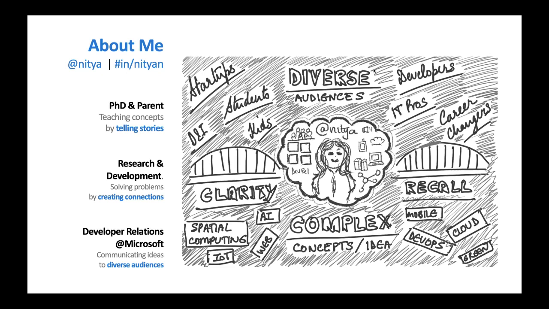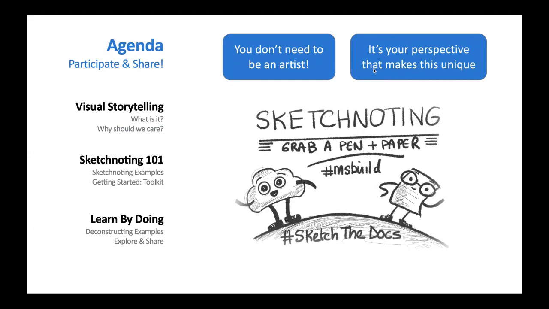In fact, in one of my previous sessions, someone brought up mind mapping, right? It's pretty much that. You can create connections visually to things that help you think through problems. And third, in my current role as a PM at Microsoft, I encounter a whole bunch of different audiences: startups, students, kids, professional developers, career changers, and a whole bunch of complex technologies: spatial computing, green computing, IoT, machine learning. And oftentimes you want to communicate these ideas to those diverse audiences in the simplest way possible. And this is where sketchnoting and visual storytelling can help.